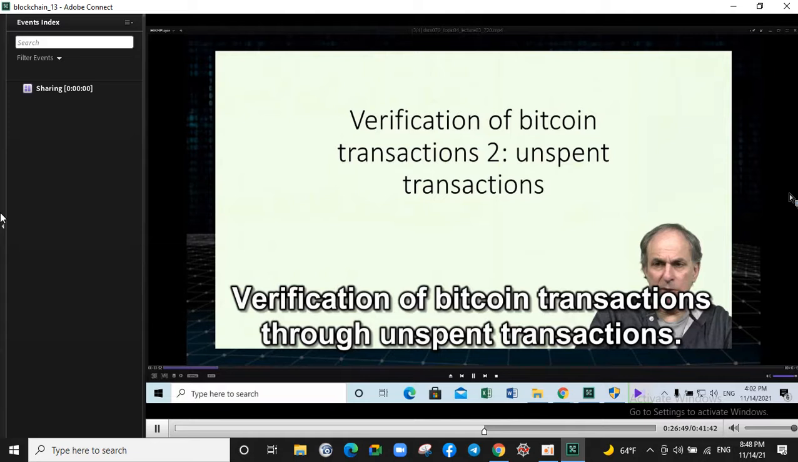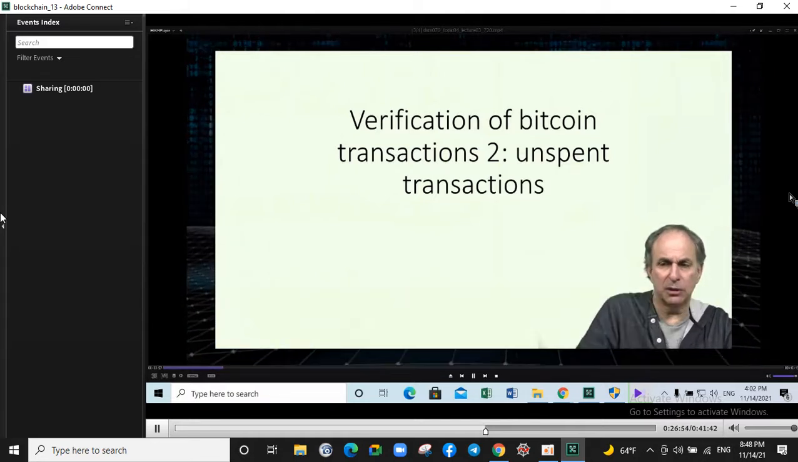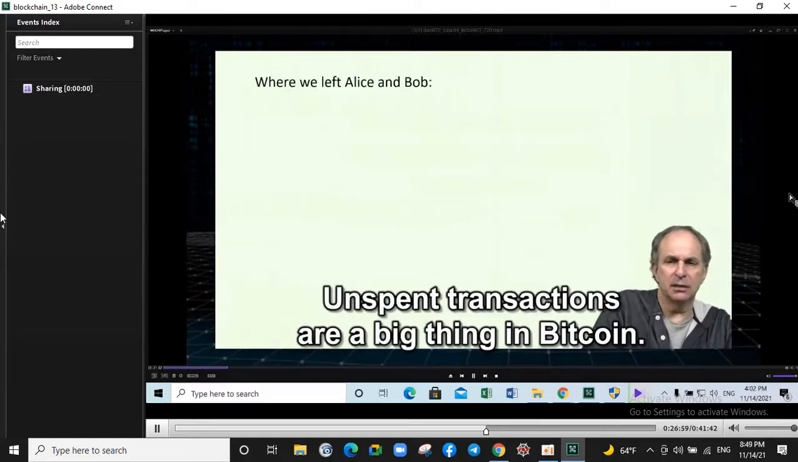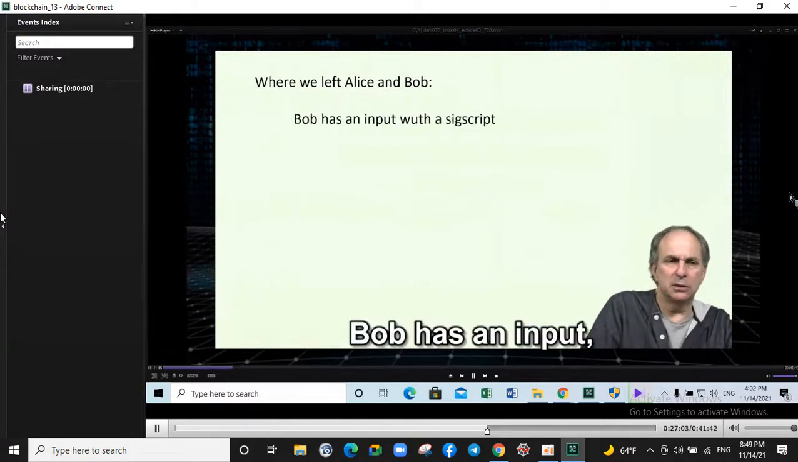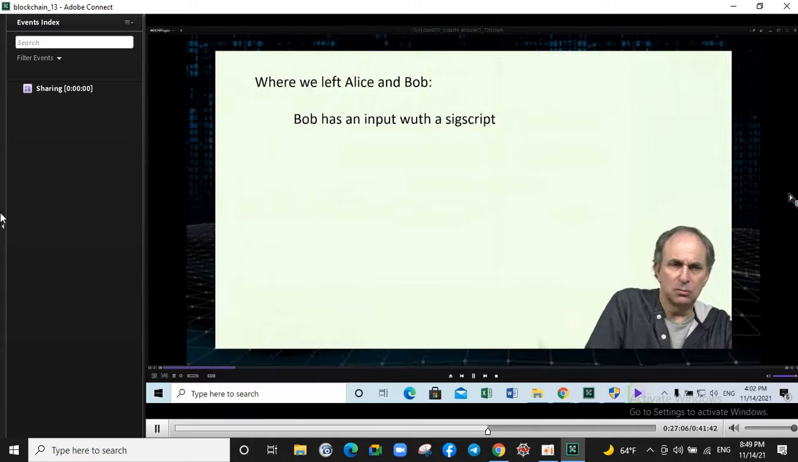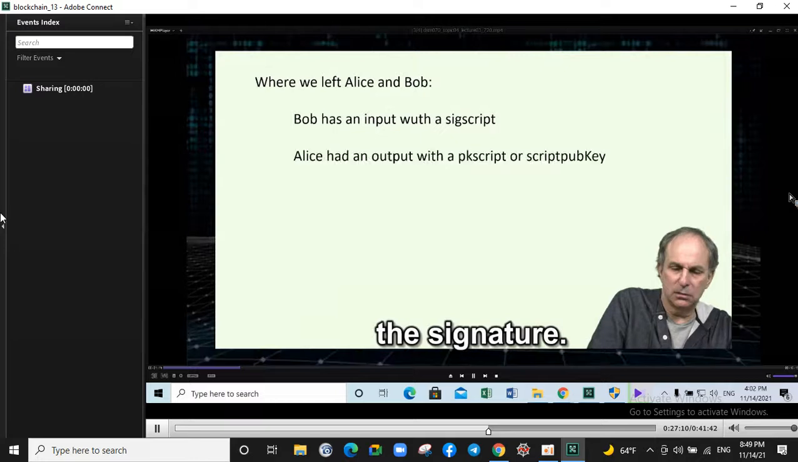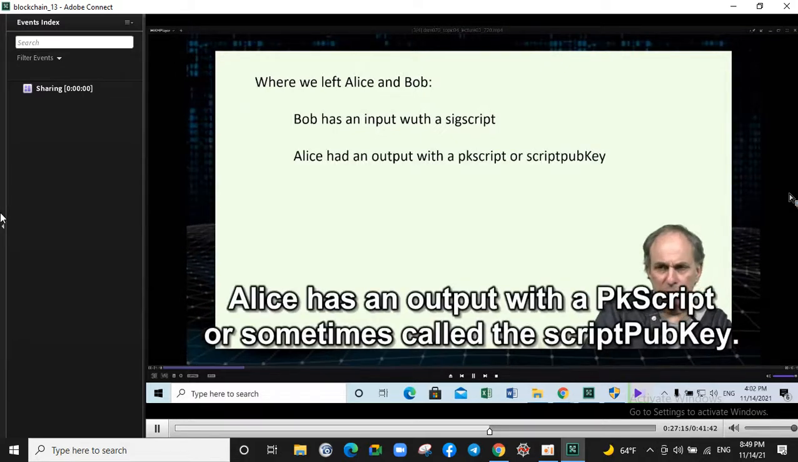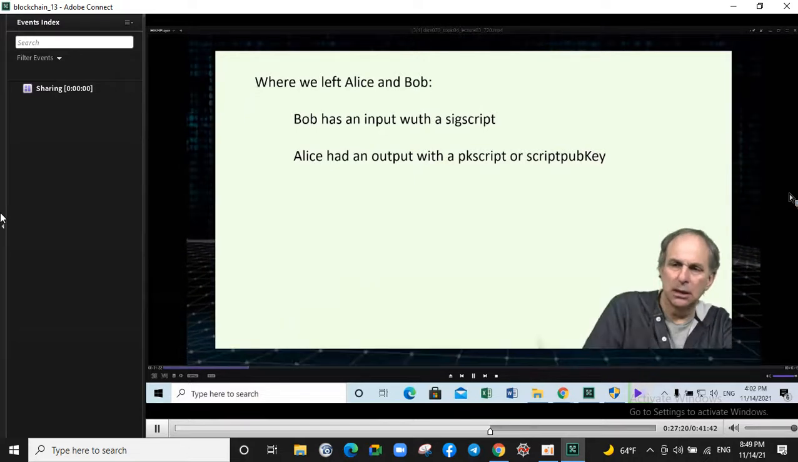Okay, so verification of Bitcoin transactions to unspent transactions. We've spoken about unspent transactions before. Unspent transactions are a big thing in Bitcoin. Okay, so where do we leave Alice and Bob? Bob has an input. The input has a SIG script. The SIG script shows that he's Bob, essentially. It's a signature. Alice has an output with a PK script, which is sometimes called a script pub key. I think actually maybe more frequently called a script pub key, but they're the same thing.